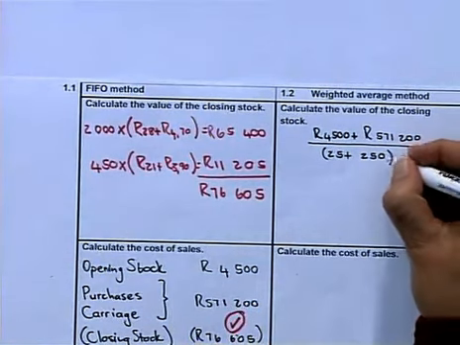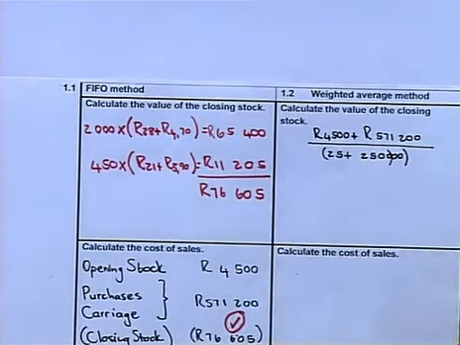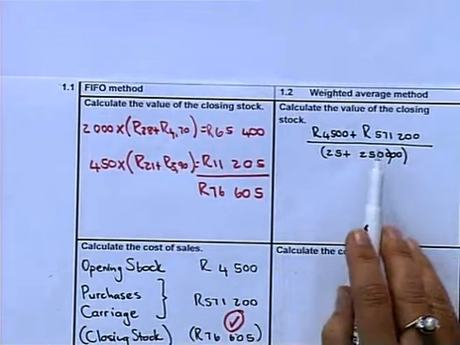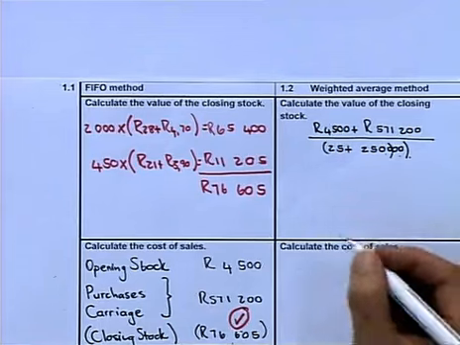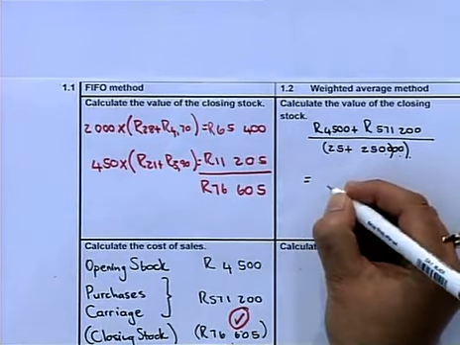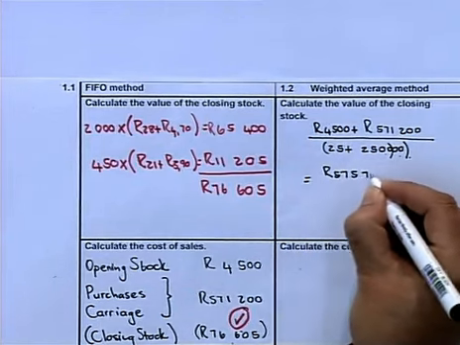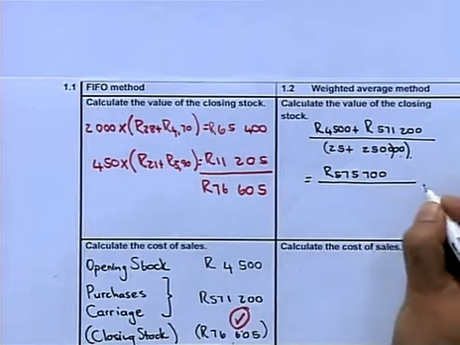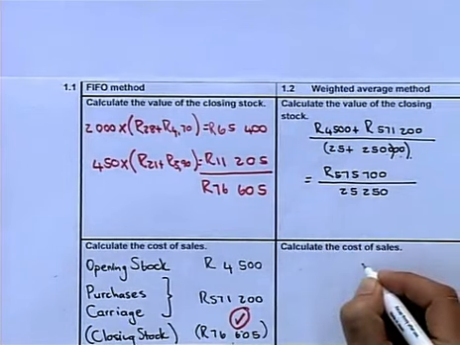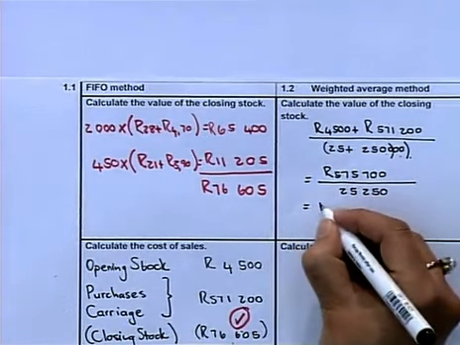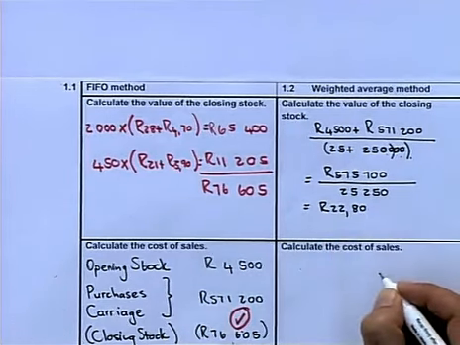Sorry, I just have to, this is a mistake, not 250. Okay, got that? That was a mistake, sorry, can you all read that? That's 250,000. Okay, which means I now have, if I just calculate that or simplify that further, 575,700 divided by that total of 250,250. And that will give me an average or a weighted average of 22 Rand 80 per ball.